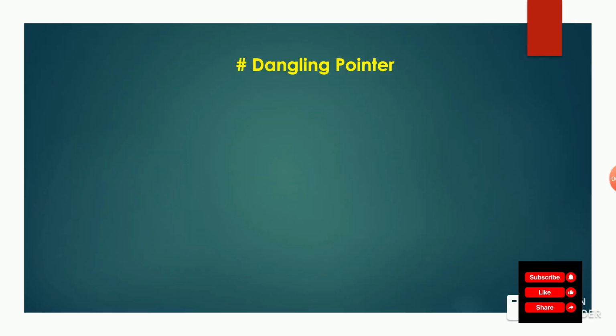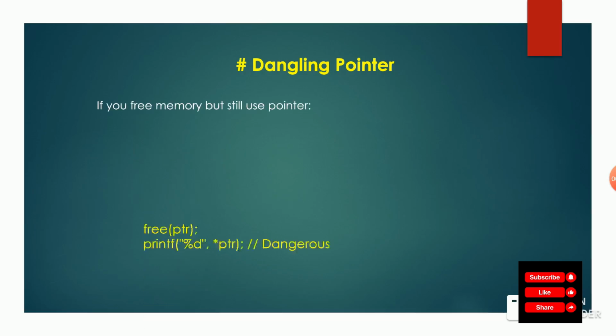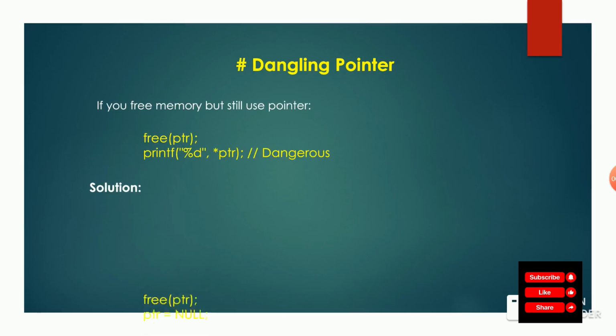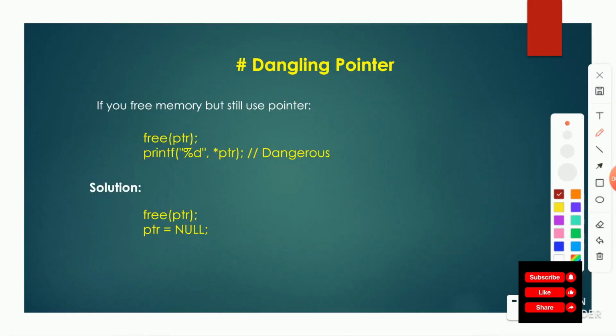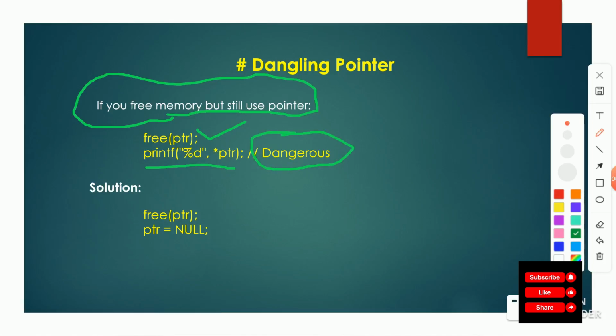So next point is dangling pointers. If you free memory but still use the pointer, that is a dangling pointer. Here is an example. We free the memory, but afterwards we try to print it. That will not work. This is a dangling pointer. It does not point to that freed memory, right?